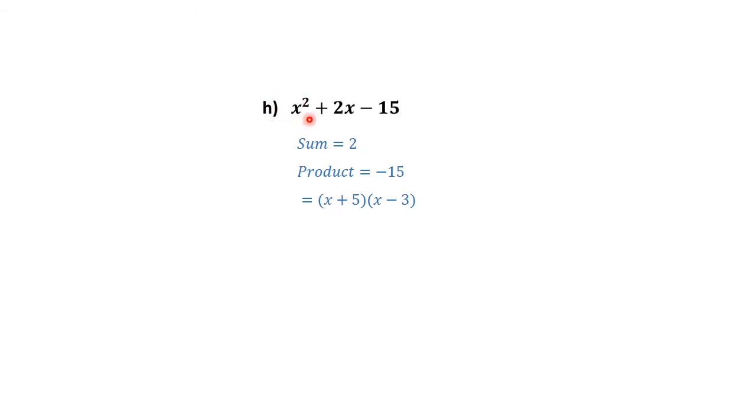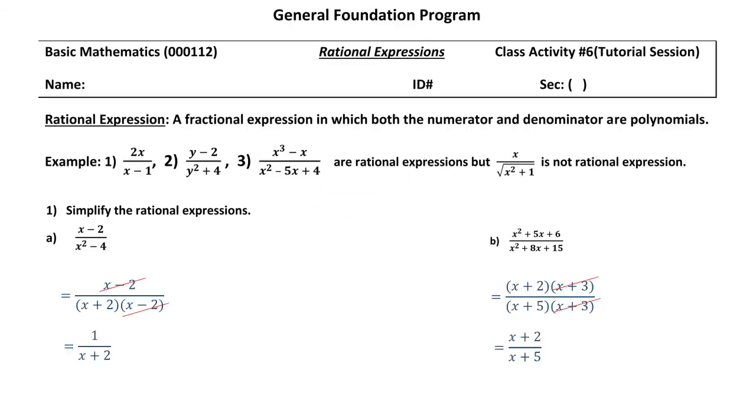Part H, x square plus 2x minus 15. We want two numbers with sum of 2. And the same numbers when we multiply, we should get minus 15. The two numbers are 5 and minus 3. 5 times minus 3 is minus 15. 5 minus 3 is 2. So our answer is x plus 5 into x minus 3.